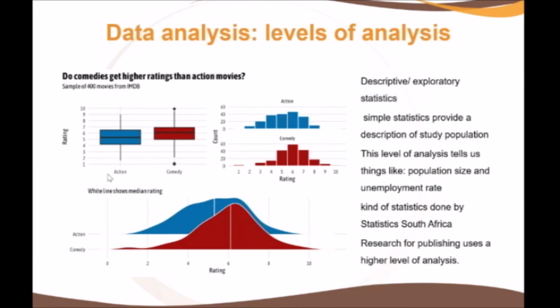So they did a box plot, and you can see that action movies have a median of just above 5 rating, while the comedies have a median of about 6. They're just looking at how people rated the movies, those who rated action movies at this level, those who rated at this level, those are the proportions.